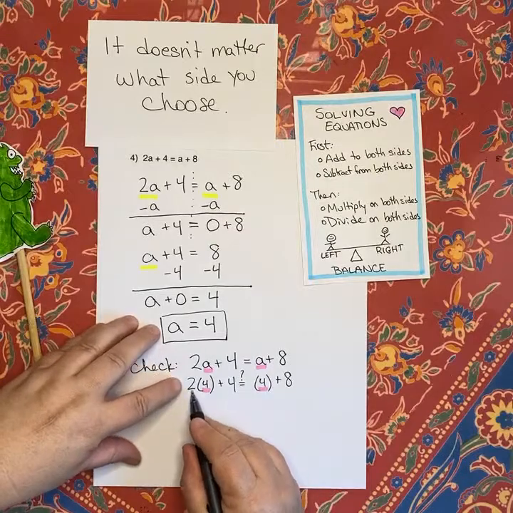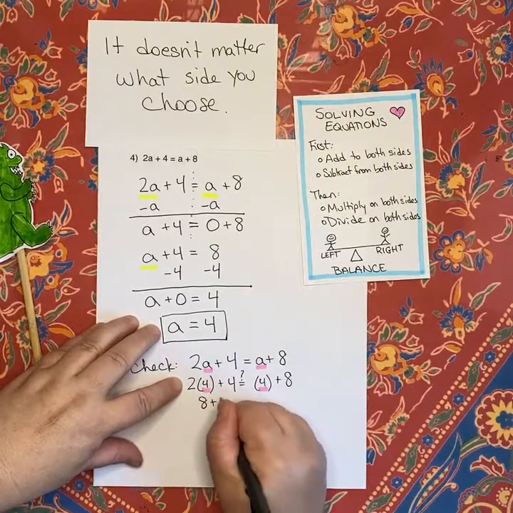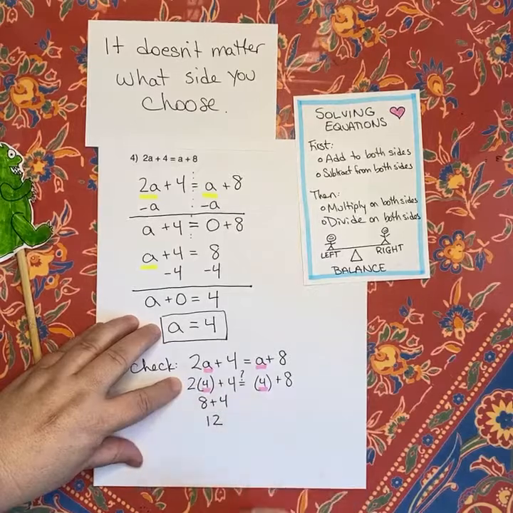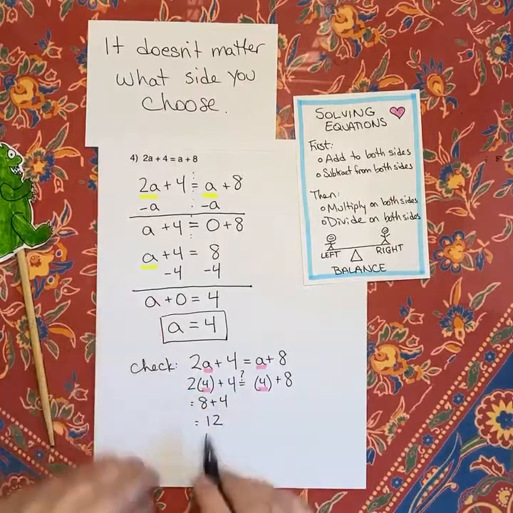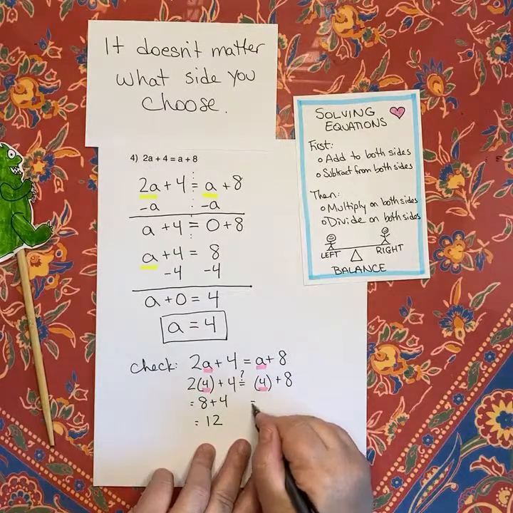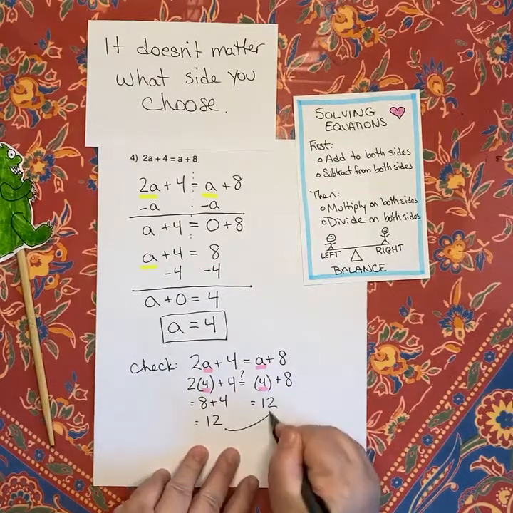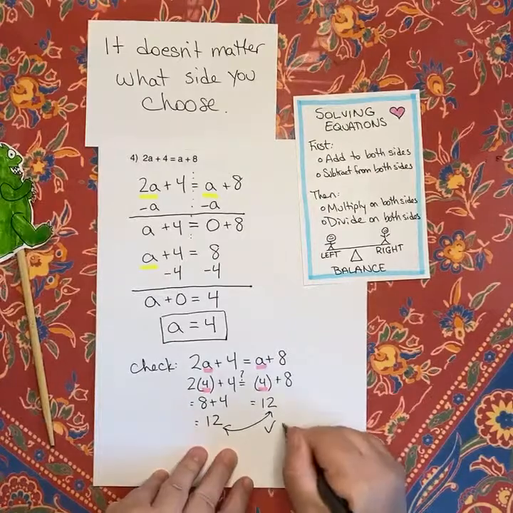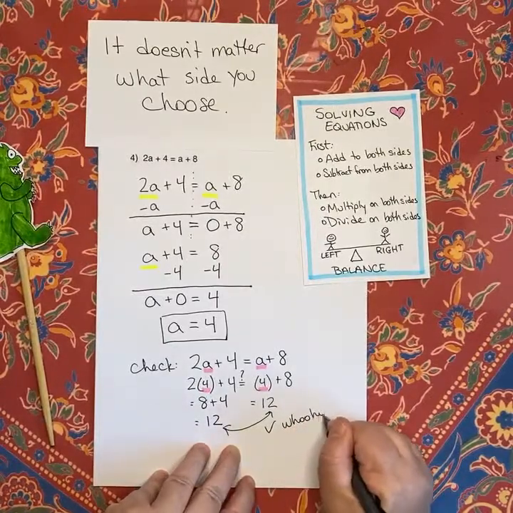Over here on the left, 2 times 4 is 8, plus 4 is 12. Okay, nice. And I learned to use little equals on the left. Here I've got 4 plus 8, which is, oh my goodness, are you guys excited? I'm so excited. Woohoo, it works.